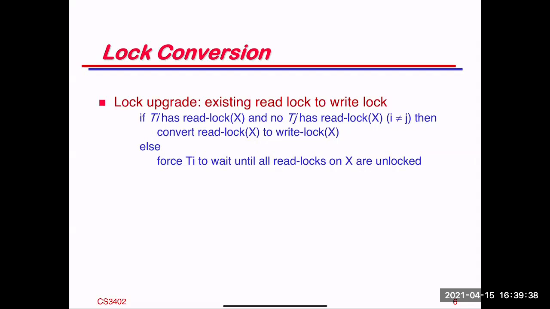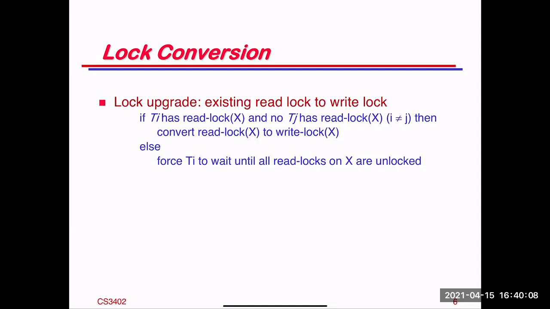Okay, so sometimes we need to upgrade a lock. Let's say transaction TI has a read lock on X, and no other transaction TJ has a read lock on X. Then you can convert the read lock to a write lock. So you convert your shared lock on X to an exclusive lock. All right, so that's how you can upgrade a lock.